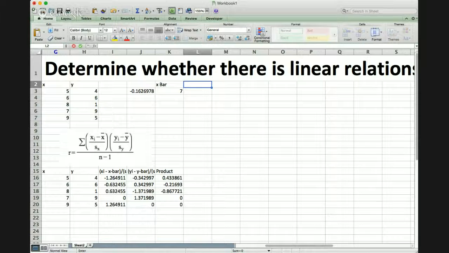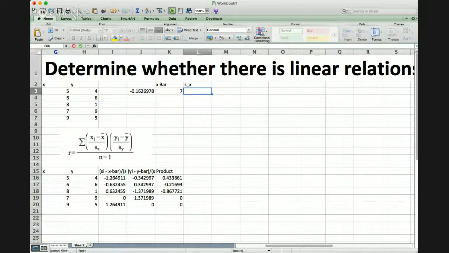Now you need to find the x standard deviation, sx, which is also the standard deviation of x. There are multiple ways you can do this manually. Even this mean, I did by doing the sum divided by the count. You could actually just type the mean and pass these values, and it should give you the same numbers. Actually, you could just do average. Anyway, we got the x bar.